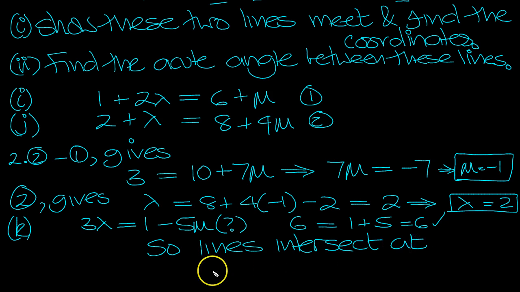at... Now what's the coordinate? Well, the x coordinate is 1 plus 2 lambda. Lambda's 2, so that would be 5. The j component is 2 plus lambda, wasn't it? 2 plus 2 is 4. And the k component was 6, wasn't it? So there's our point of intersection.